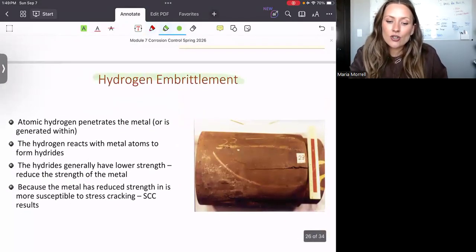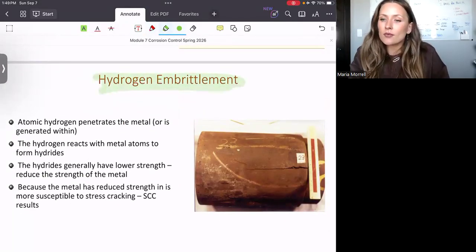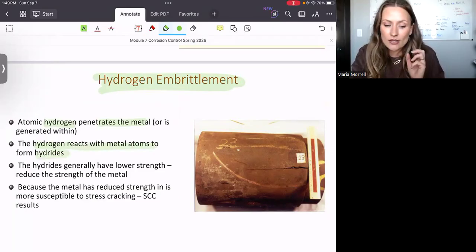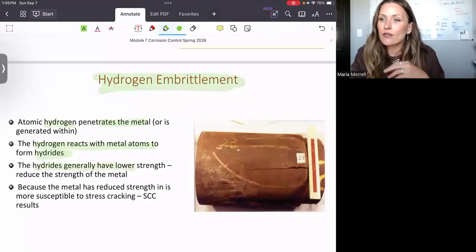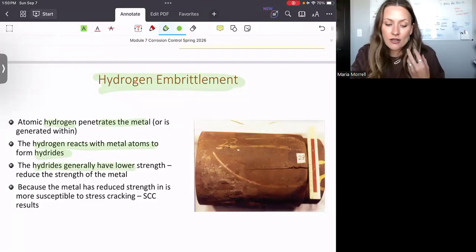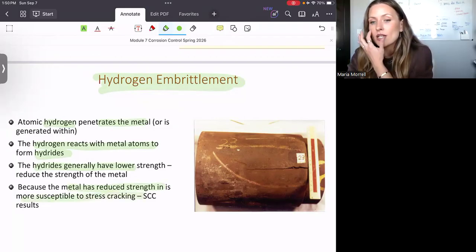Next one is hydrogen embrittlement, right? Just to remind you what happens is that the hydrogen penetrates the metal, right? And then the hydrogen reacts with the metal to form hydrides. And we know that the hydrides generally have a lower strength. Because of that, the metals have reduced strength and they're more susceptible to stress corrosion cracking.